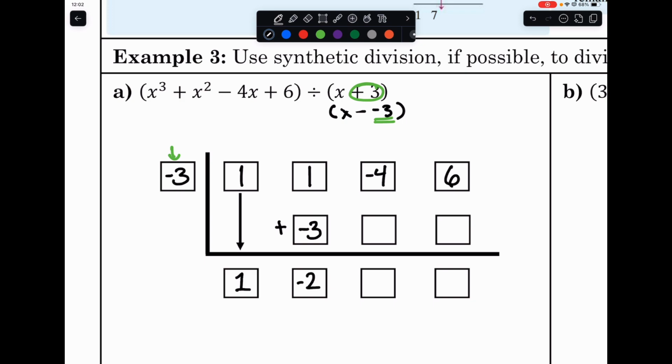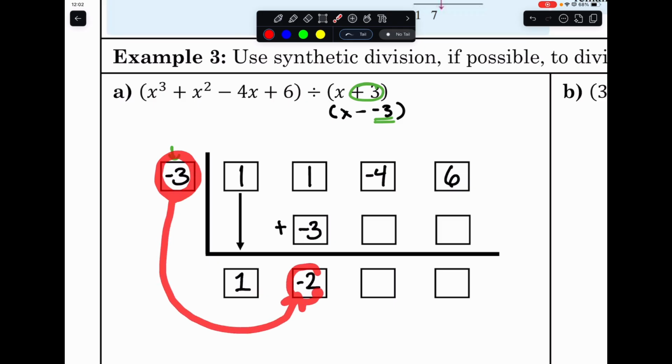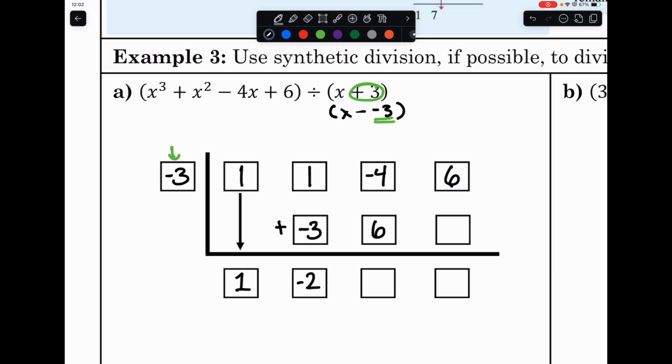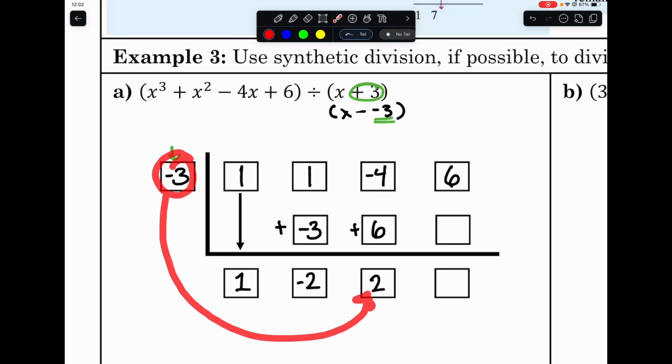And then we just simply repeat the process. We're now going to get to this negative 3 again, multiply it with this second number, and that's how we get the third number in the bottom row. So this is 6, and we're now going to add those two vertical values. So we're going to add going down, which is positive 2. We'll now multiply this negative 3 with 2.